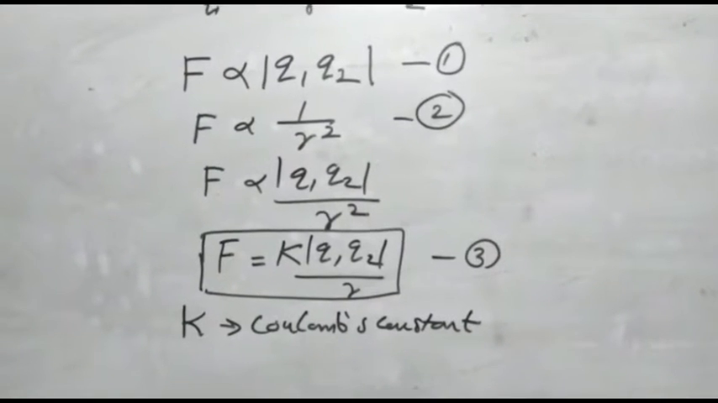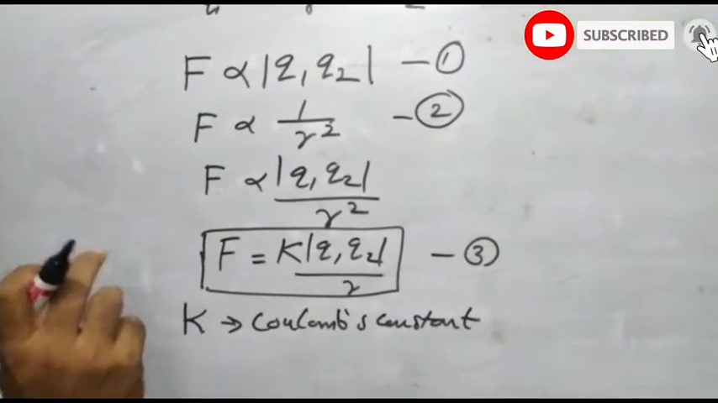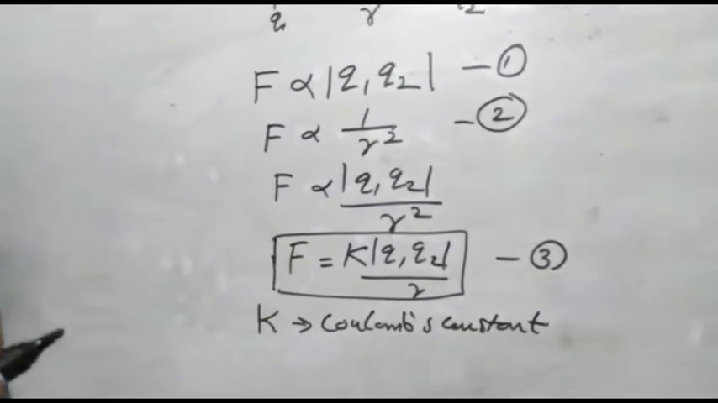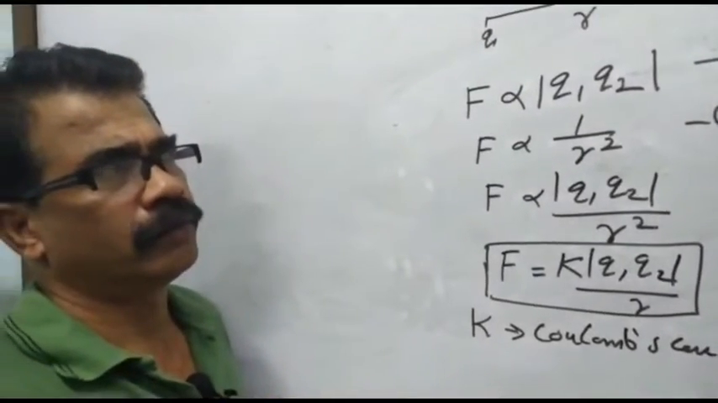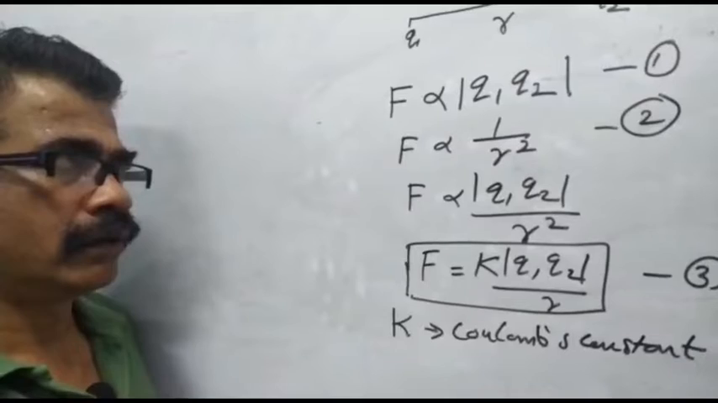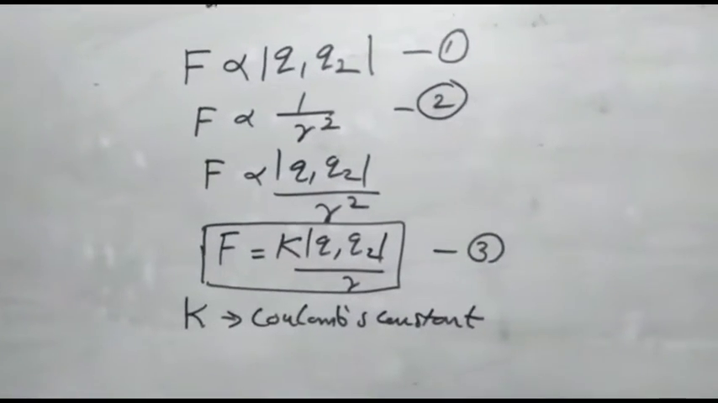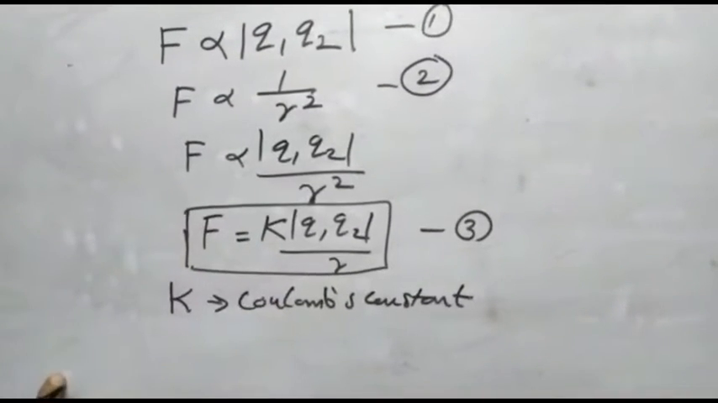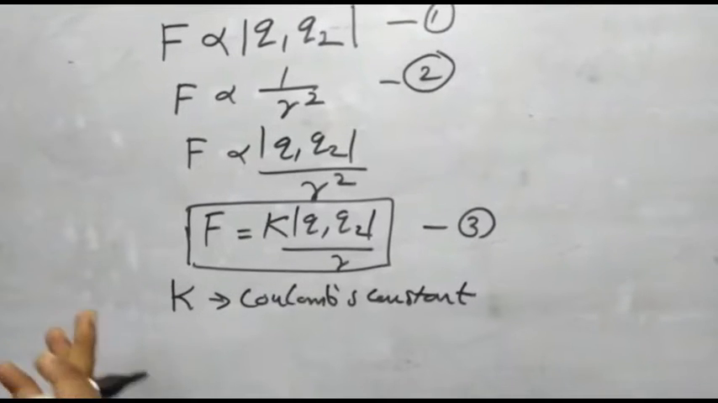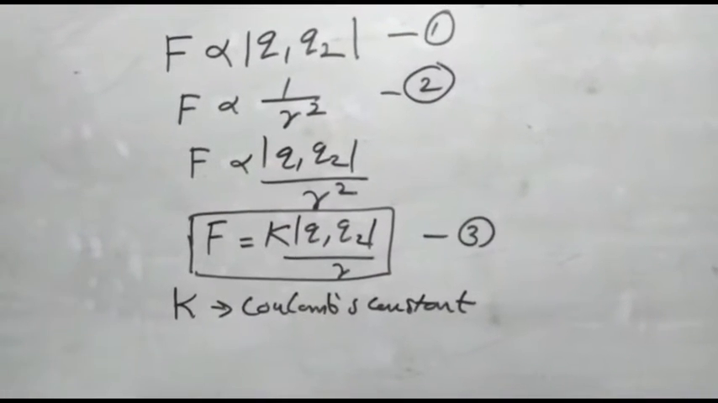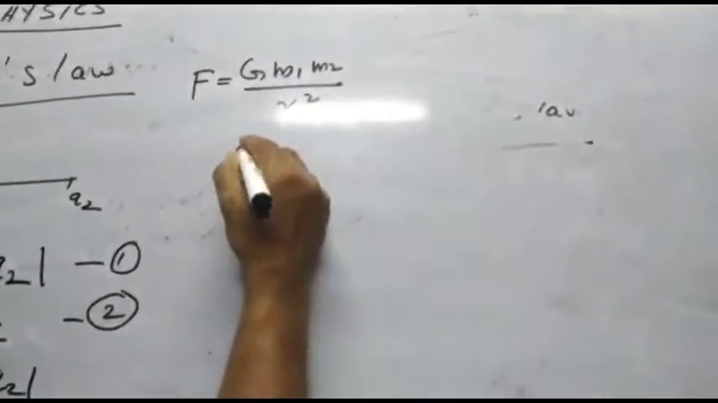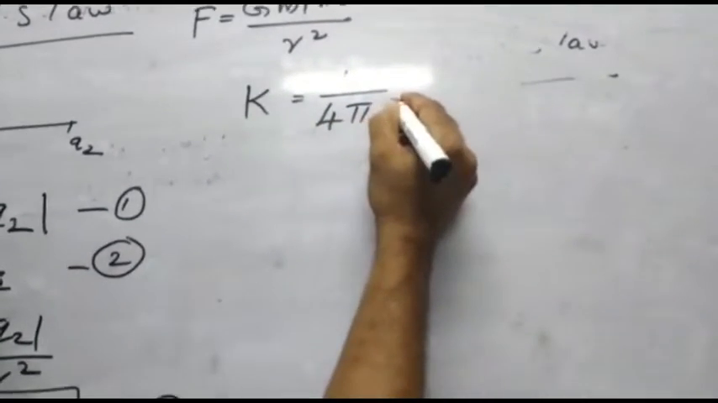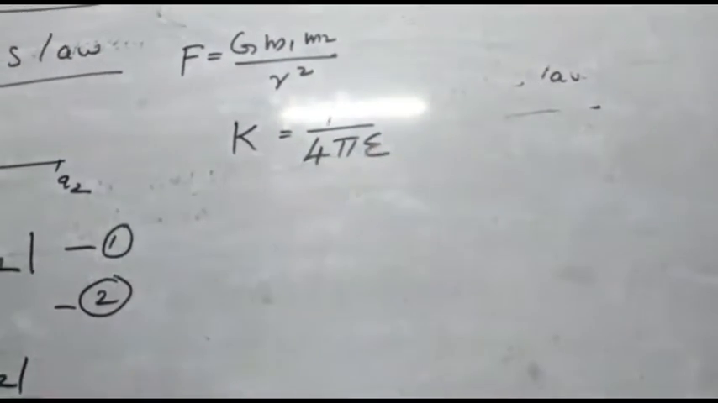Now we are going to analyze the value of K. What is the value of K? You know that the charges must be placed in any medium. For example, we place the charges in air, or in water or alcohol, etc. That means K depends on the medium. Therefore, we are going to find the value of K. Listen, K equal to, a new term arises, 1 by 4 pi epsilon.